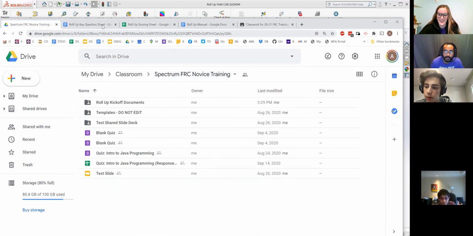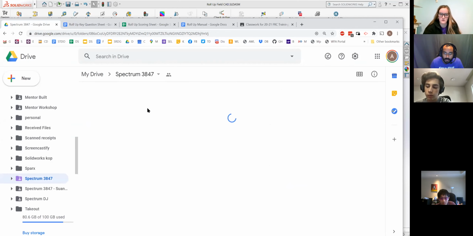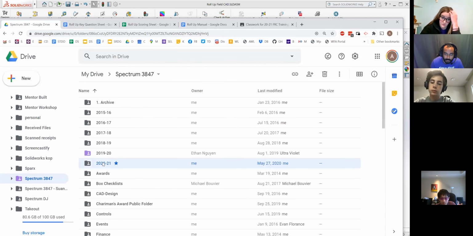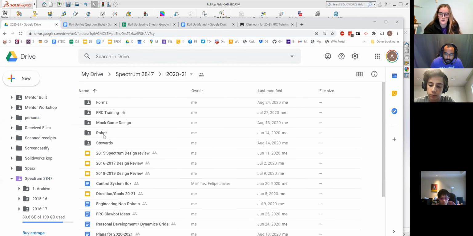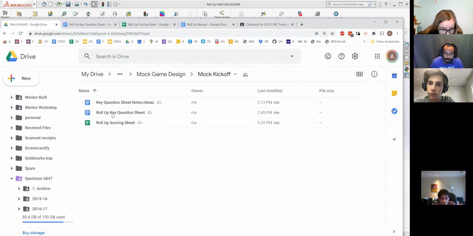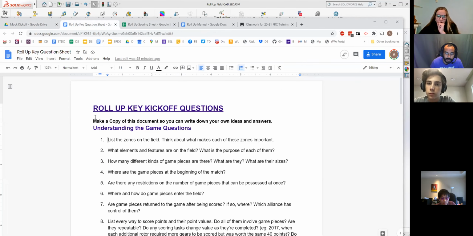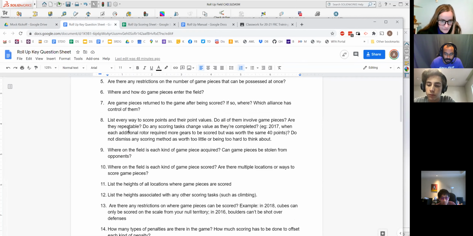And then in the regular Spectrum folder, there are documents in our, did we just leave it in mock game design? Yeah, we did. In the mock kickoff folder in mock game design, there are the two initial documents where we'll keep everyone's answers. So if you pull these up, at least a couple of people can help edit the main one that everyone can see, so that when we're sharing it, everyone can see it.